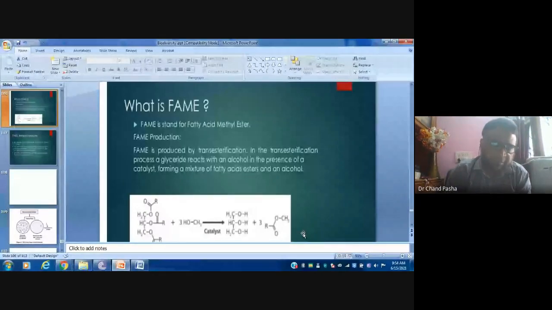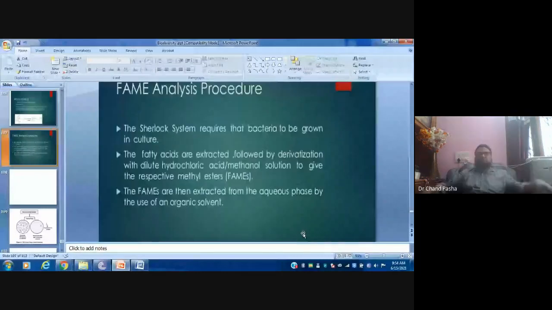This is called the Sherlock system. Here, bacteria will be grown because we need a pure culture. Fatty acids are extracted and, by using acid alcohol, derived into methyl esters. They are separated by organic solvent, and then separated using gas chromatography. So these are the techniques used to study the biodiversity of culturable and unculturable bacteria.